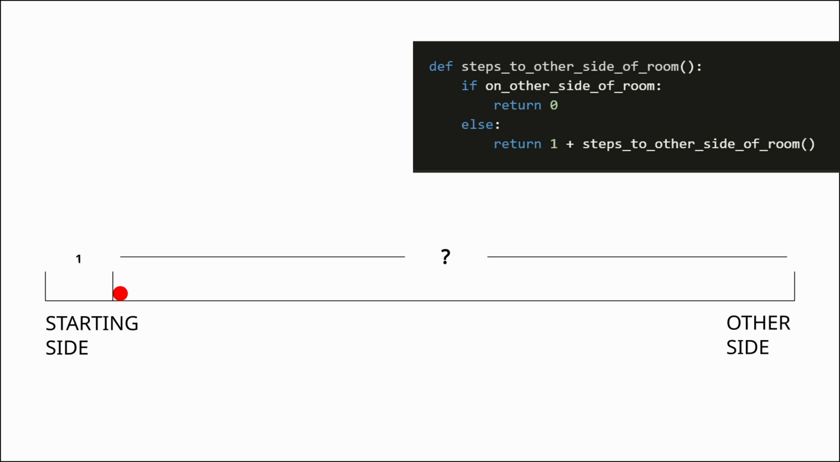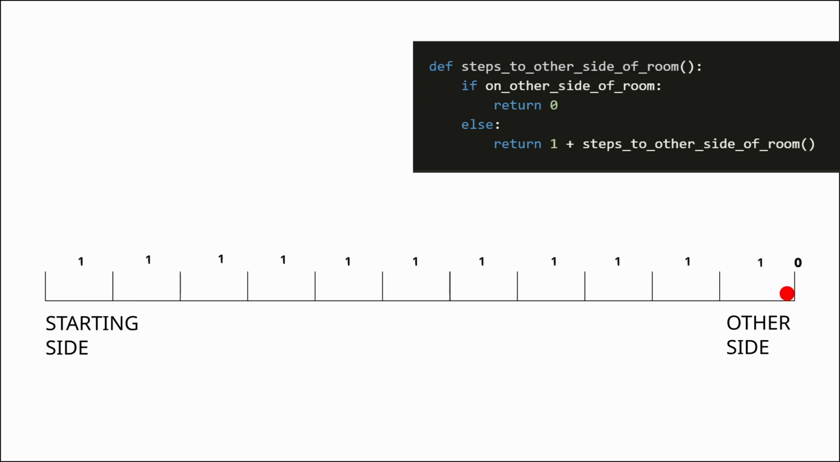After taking enough steps, you'll eventually get to the point where you've reached the other side of the room, also known as your base case. Then, like a zipper, every call you make to steps to the other side of the room returns, and you end up with an equivalent to 1 plus 1 plus 1 plus, etc., plus 0. Each plus 1 is a step that you took on the way to reaching the base case, and when you add all those steps up, you'll have the answer for the total number of steps it took you to get to the other side of the room.